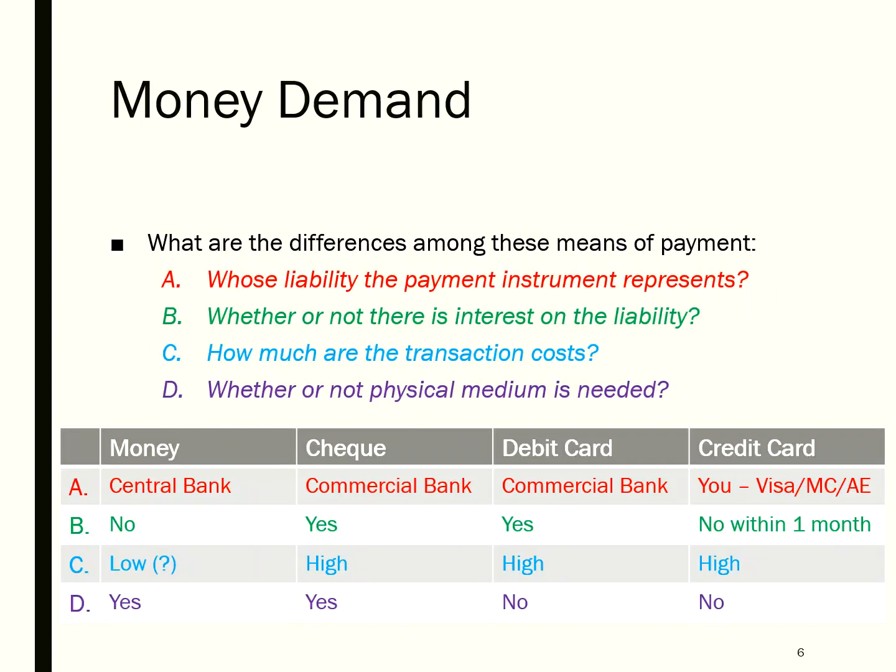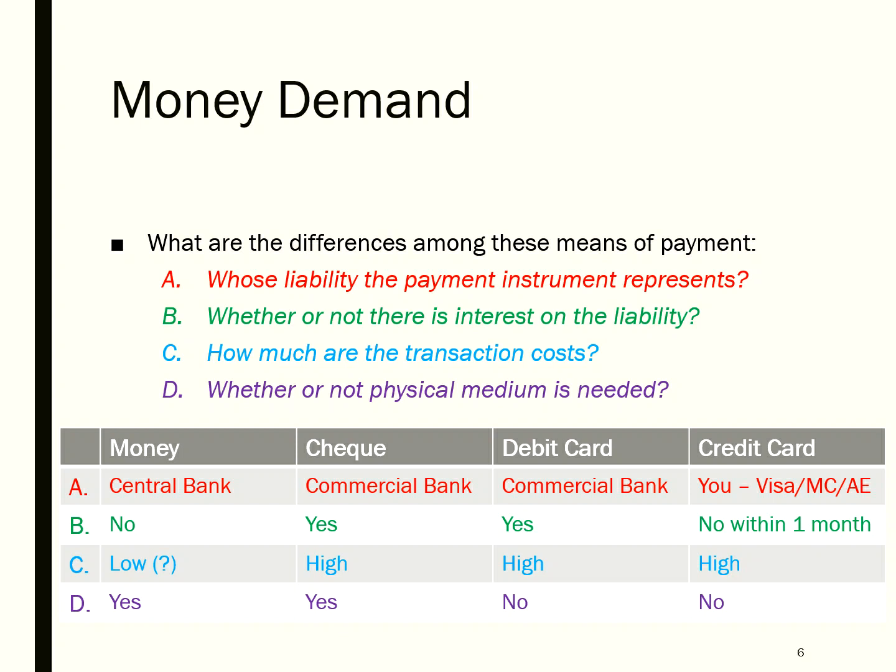Now let's bring this discussion a little bit further. Let's compare these different means of payment in terms of 4 different criteria. The first criteria is whose liability the payment instrument represents. For example, money is the liability of the central bank who issued it. British pounds, for example, is the liability of the Bank of England because they issued British pounds to the public.